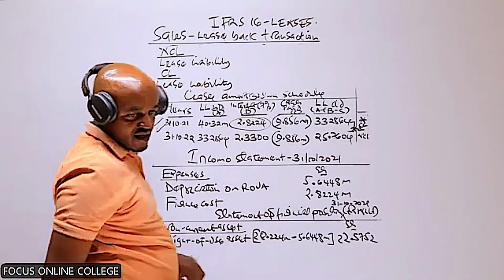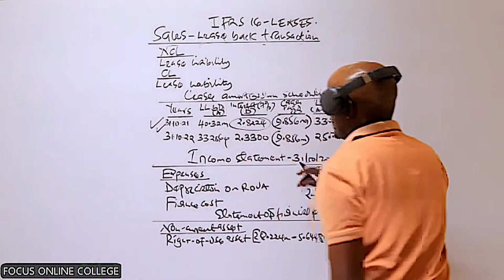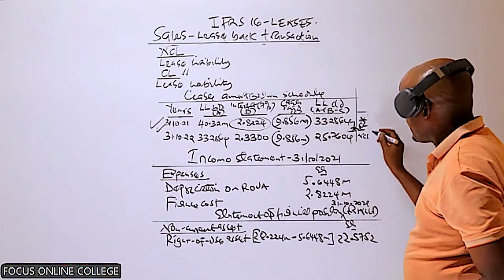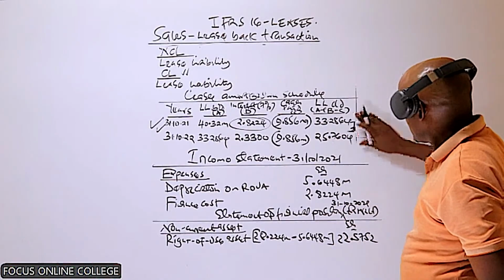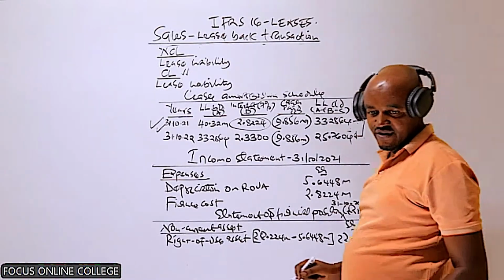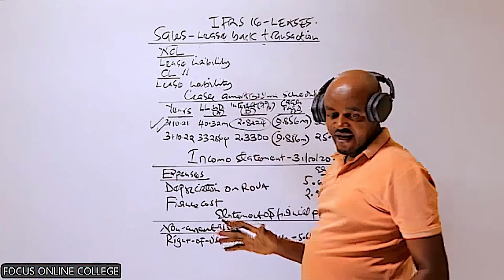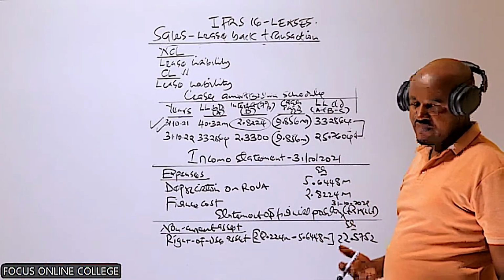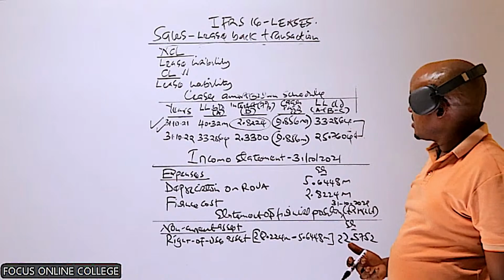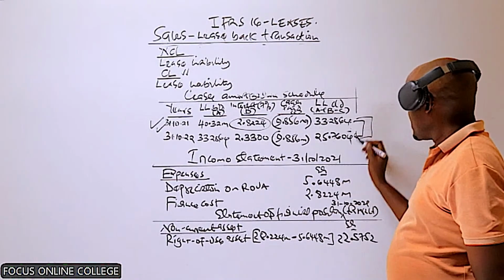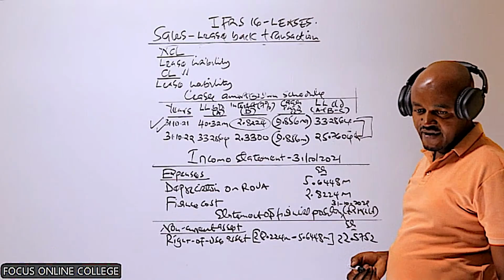So remember, we say that the amount to be recognized under the current liabilities here should be the difference between these two values. That difference should be recognized here as a current liability, the amount payable within the next 1 year. How much is the difference between these two values here? The lease liability at the end of year 1 and the lease liability at the end of year 2.